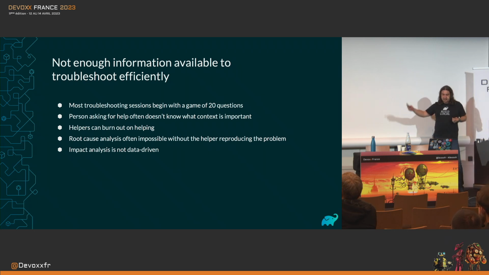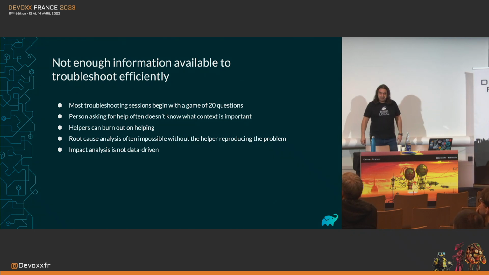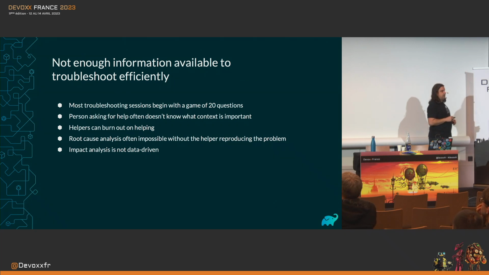So yeah, it all begins with troubleshooting. Helpers can burn out on helping. Impact analysis for any of this stuff is not data-driven. And this is where the CI teams really feel this stuff too, right?